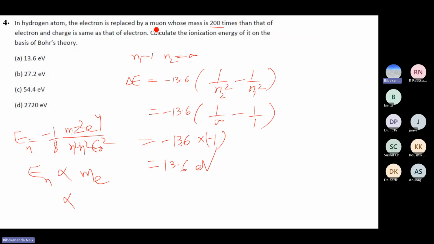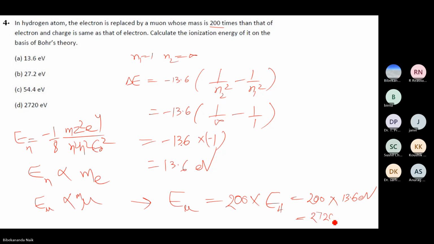So here, since the mass is replaced by this muon, we can denote it as mu. So the ionization energy of muon will be directly proportional to the mass of muon, and the mass of muon is 200 times than that of the electron. So the ionization energy of muon will be 200 times that of ionization energy of hydrogen. So it will be 200 into 13.6 electron volt, which will be 2720 electron volt. So it is around 2.7 keV.